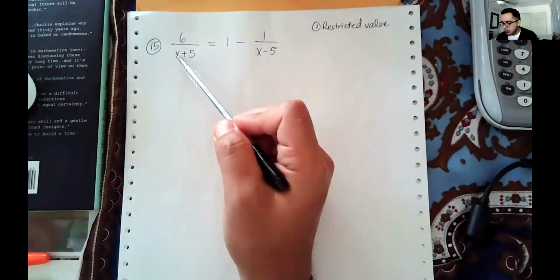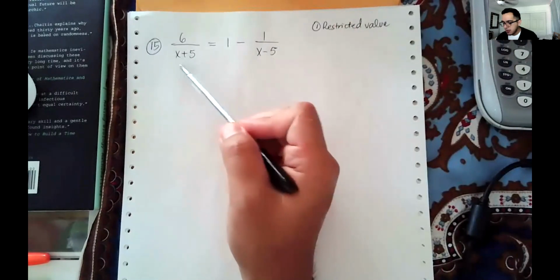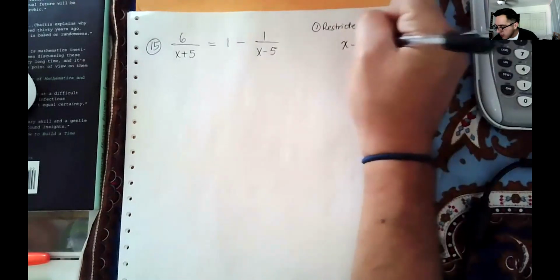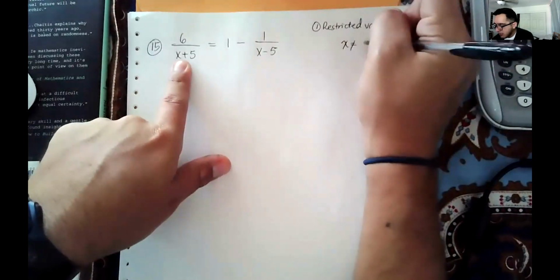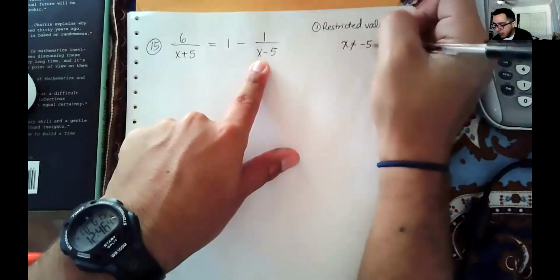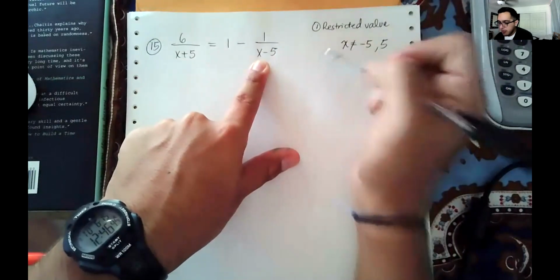So what would I have to plug in here so that x plus 5 was equal to 0? Negative 5 and 5. Yeah, exactly. So for this one, x cannot be equal to negative 5. And for this one, if I plug in positive 5, I wouldn't be able to use that either.